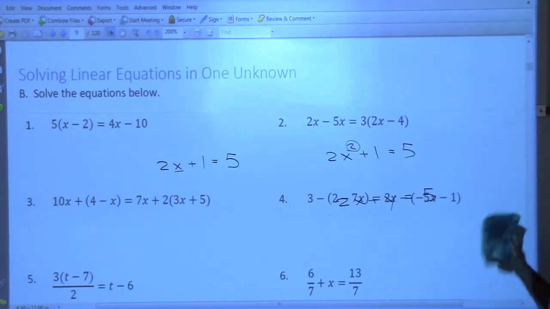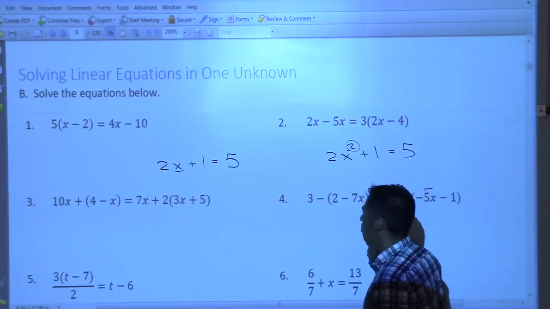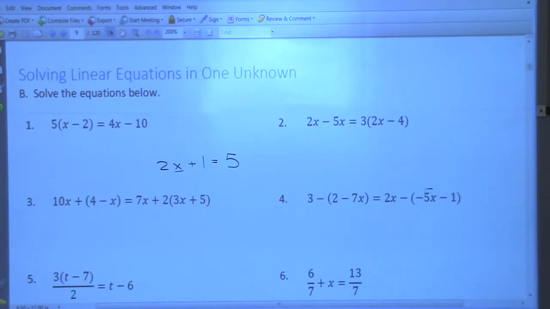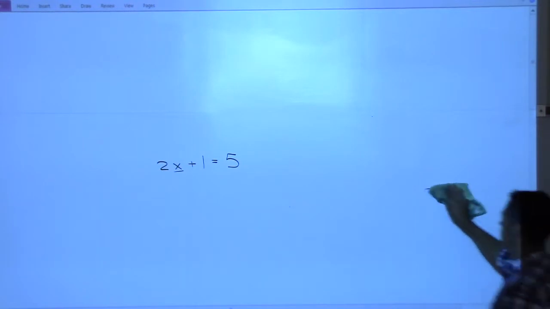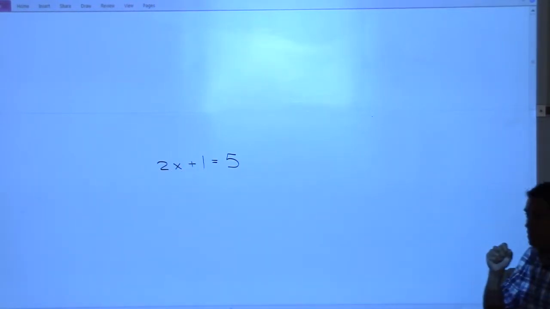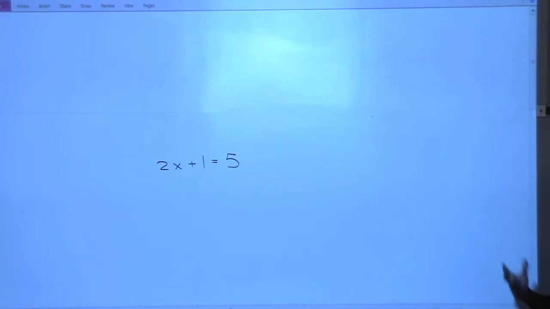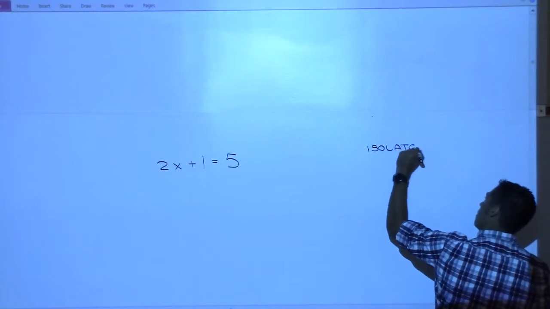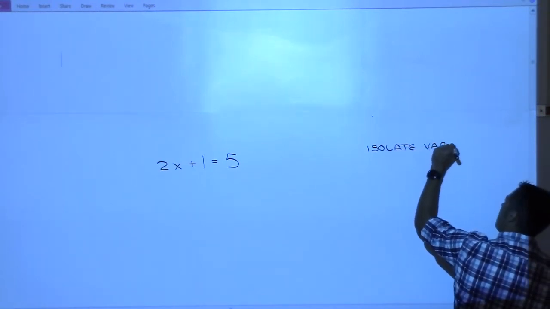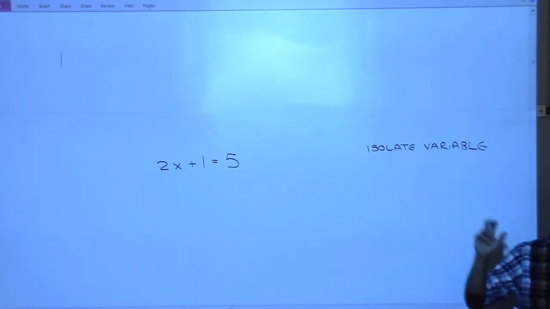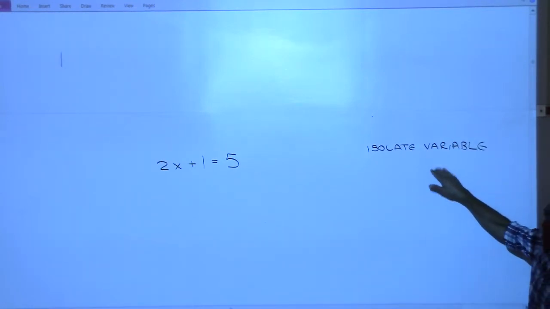So does anyone know what the procedure is? The actual technical procedure for solving a linear equation in one unknown. And I'll go back to this one. Isolate the x. That's the big thing. That's what we want to do. We want to isolate the variable. When we said unknown, we meant variable. Sorry, I didn't point that out. But we want to isolate the variable. That's the goal.